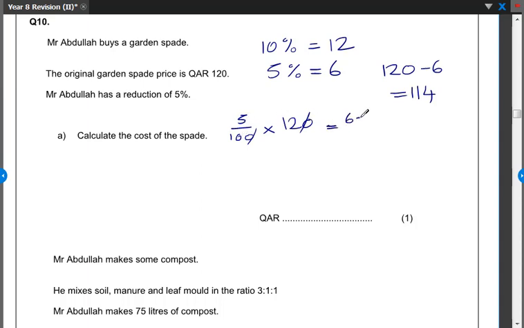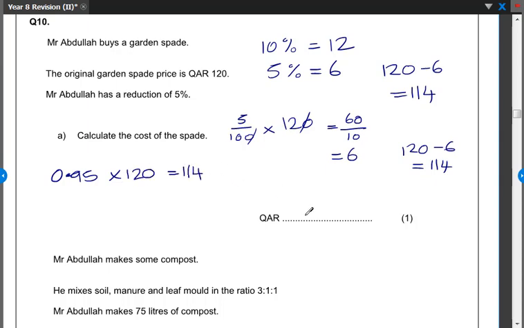So that equals 60 over 5. Or sorry, 60 over 10. That equals 6. Same thing, 120 minus 6 equals 114. Another way, this would, in the future, be the best way to go, especially with a calculator, but maybe not in this case. Because we've reduced by 5%, we now have 95% left, which is 0.95, and you can just multiply that by 120, and it'll give you 114. But anyway, there's a whole host of ways of doing that.